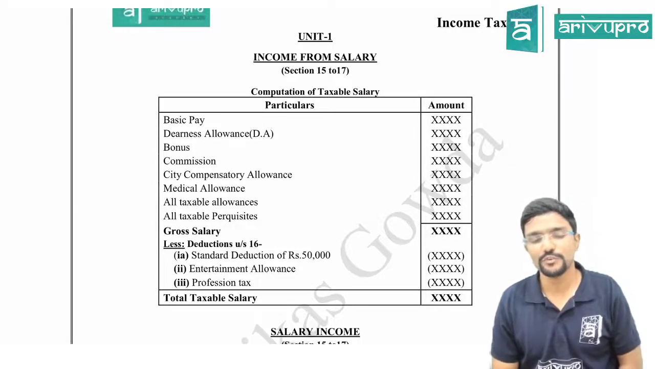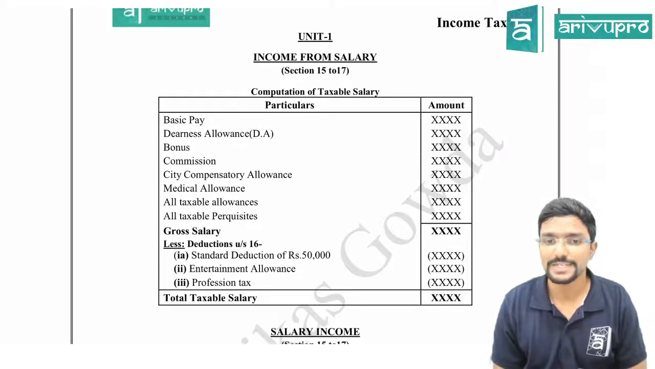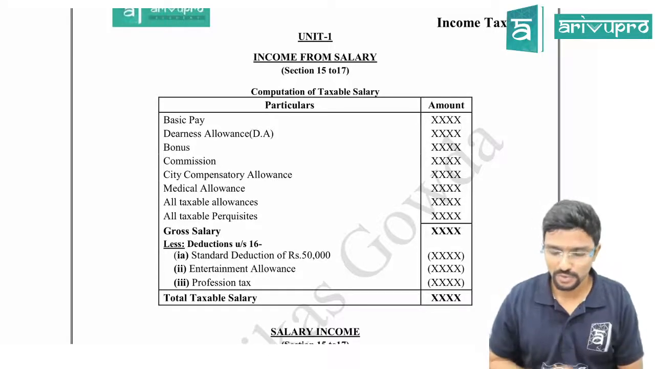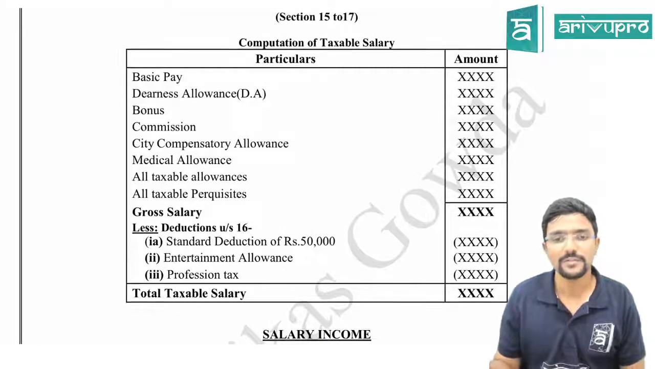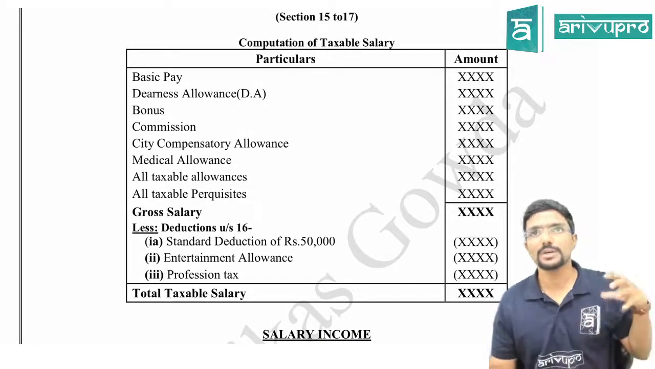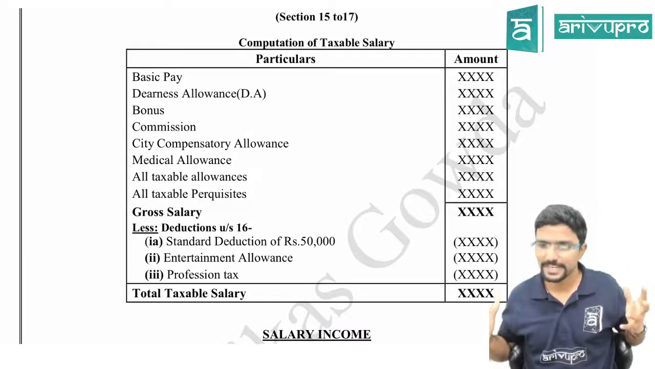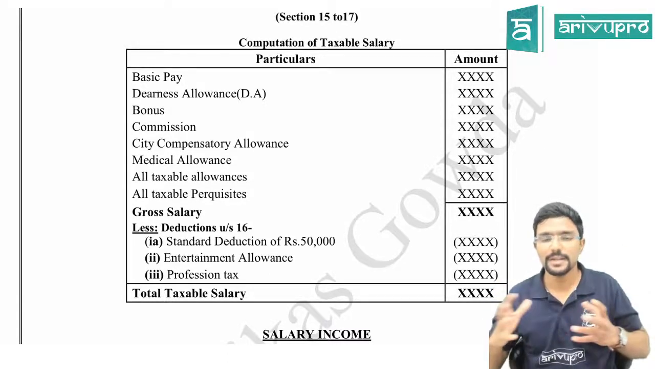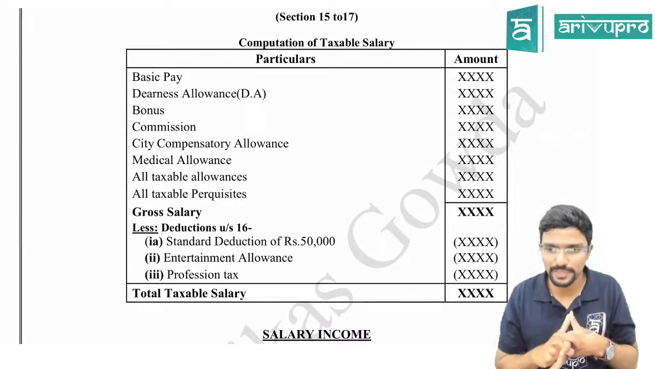Income from salary. So we are going to the first head of our income, that is income from salary, Section 15 to 17. Here also I have given a rough format, where basic pay. Your salary which you get from your employer is a different thing. It will have different components actually.